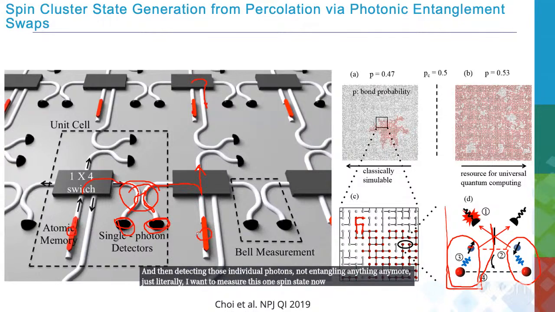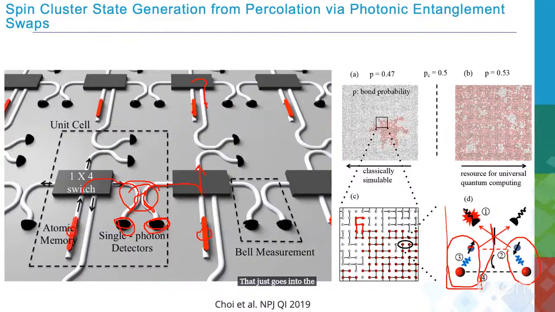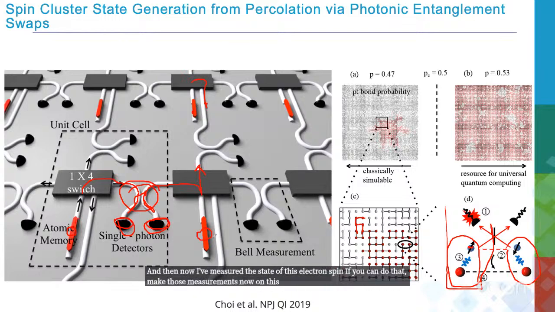So I transfer the quantum information to the electron spin, I cause it to emit an entangled photon that just goes into the detector, and I make that measurement, and then now I've measured the state of this electron spin. If you can do that, make those measurements now on this large entangled state, you can actually drive quantum gate operations, quantum computations, essentially.